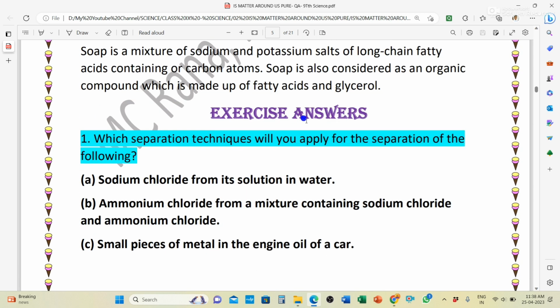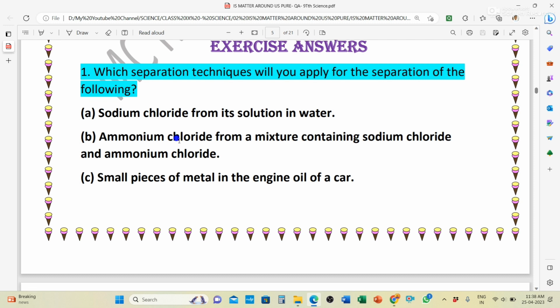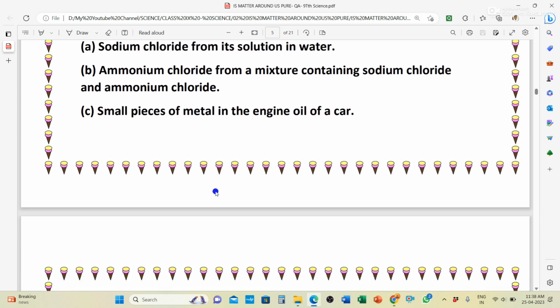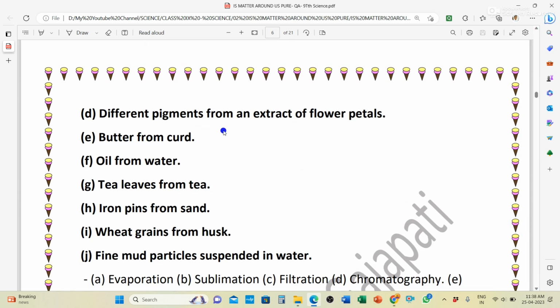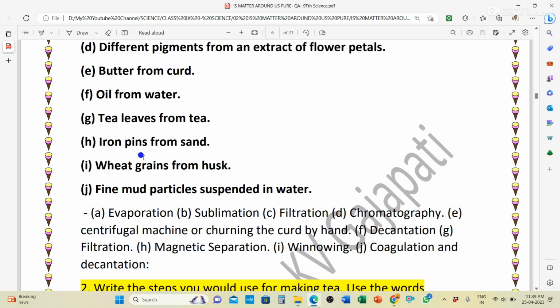Now we'll come to exercise question answers. So the first question is, which separation techniques will we apply for the separation of the following? Sodium chloride from its solution in water, ammonium chloride from a mixture containing sodium chloride and ammonium chloride, small pieces of metal in the engine oil of a car. Then different pigments from an extract of flower petals, butter from curd, oil from water, tea leaves from tea, iron pins from sand, wheat grains from husk, fine mud particles suspended in water.